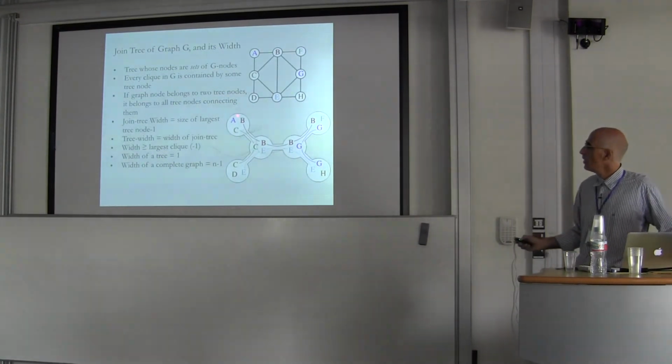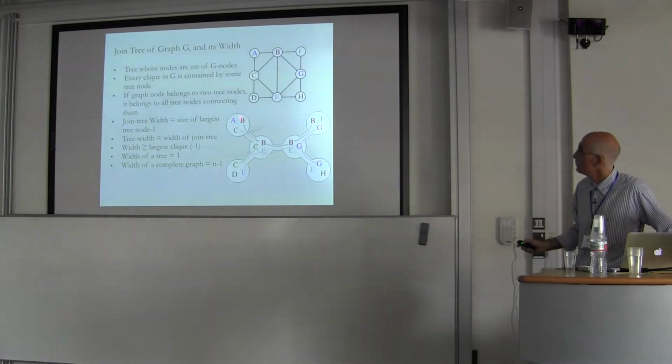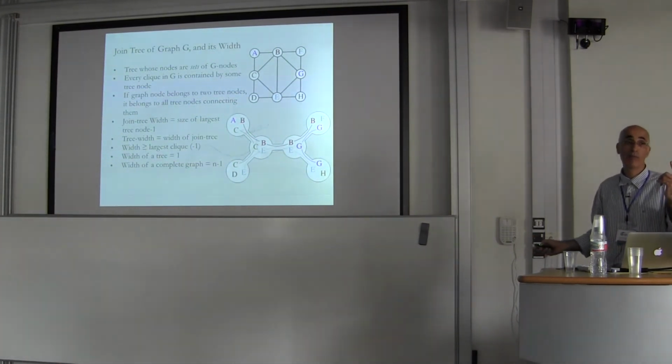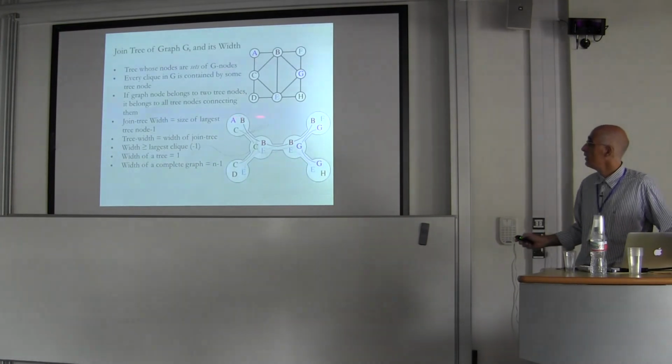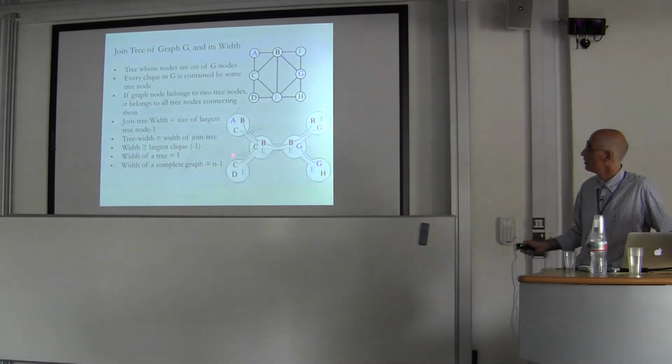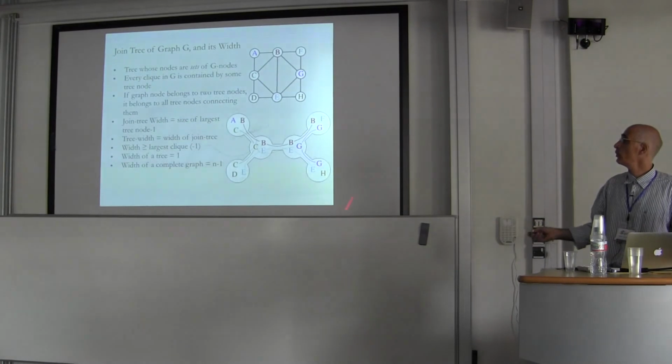The other property is called the running intersection property. This basically says that if you have an original graph node in two tree nodes, say B here and B here, it has to appear in all the nodes on the path between these two nodes. In the tree we only have a simple path between every two nodes. So if you have B here and B here, it has to be all the way through. You can see this, C here and C here and all the way through. E here and E here, all the way through. So this is a join tree.